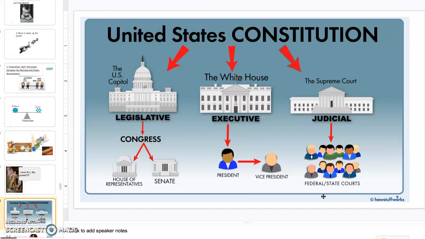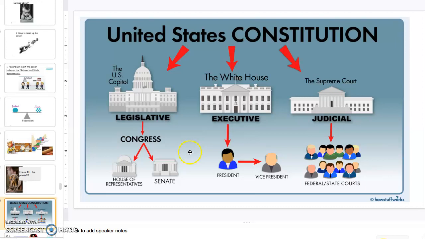So we have the three branches of government, and each of them has a set of powers to make sure, again, that we don't have one dictator. Like, the president can't make all the decisions, Congress can't make all the decisions, the judges can't make all the decisions. They have to mix the powers together to make those decisions.